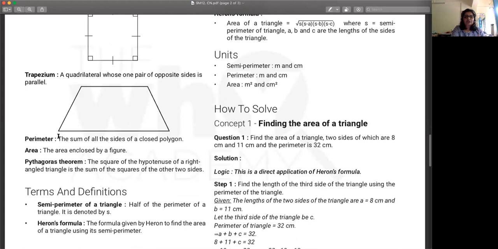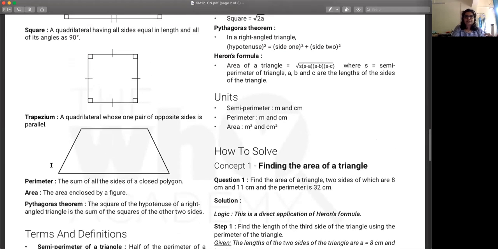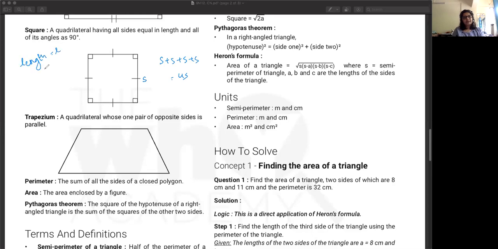Then you have perimeter. What do you mean by perimeter? Sum of all sides, the boundary of a polygon. Awesome. Let's say you have a square of side S. What is the perimeter of a square with side S? 4S. If you sum all of these sides, you get S plus S plus S plus S, so that's 4S. Let's say you had a rectangle in which length is L and breadth is B.